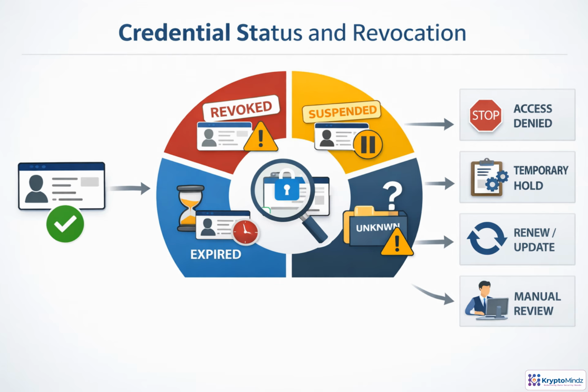Credentials aren't a one-time decision. They move through several states, and your verifier needs clear rules for each. If a credential is revoked, treat it as a hard stop. Deny access and log why. Suspended means pause and investigate until the issuer lifts or confirms the hold. Expired usually triggers a refresh or reissuance step. And when status is unknown or unreachable, your policy must decide: fail closed, retry, or route to manual review.